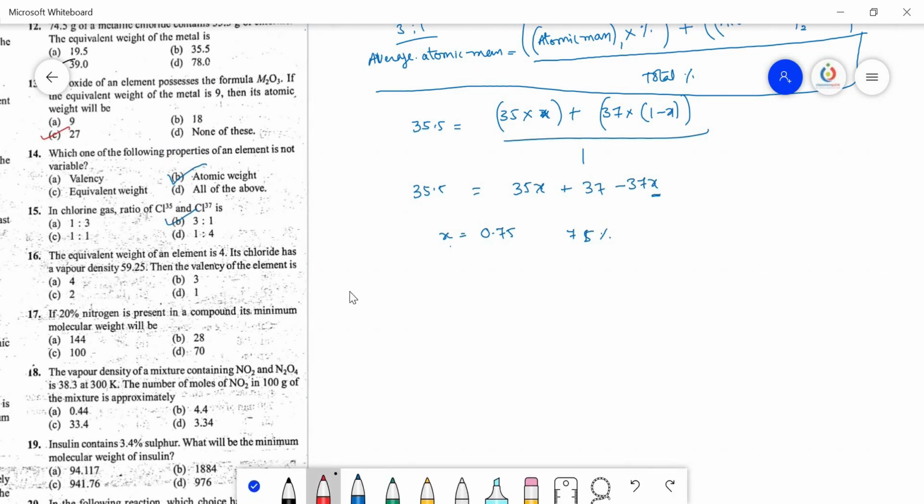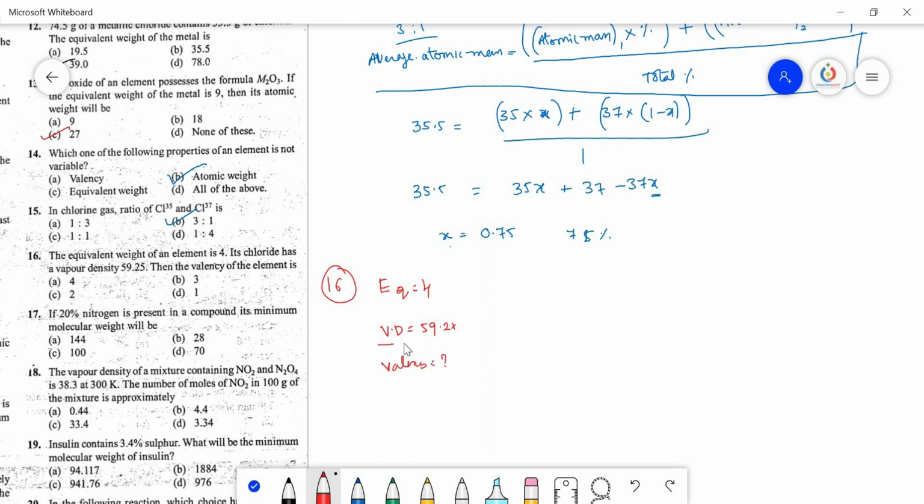Now let us see question number 16. The equivalent weight of an element is 4. Its chloride has vapor density 59.25. Then the valency of the element is?